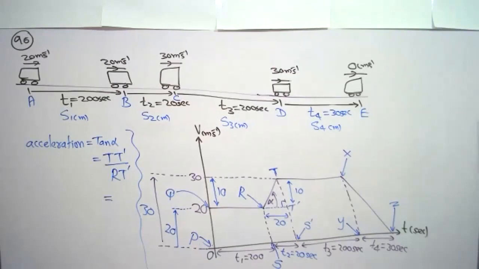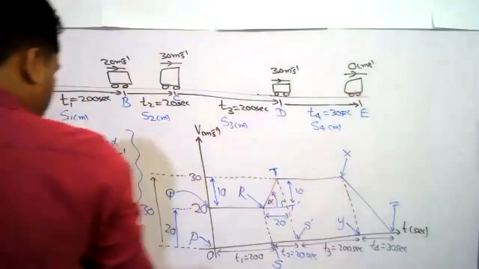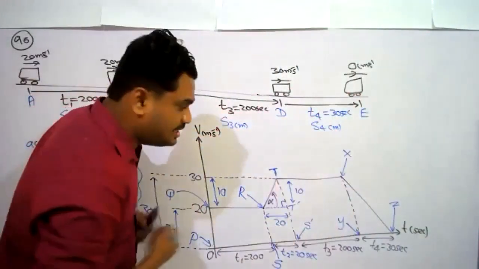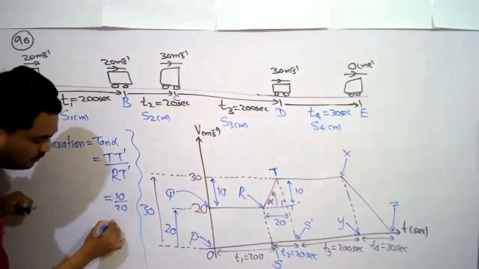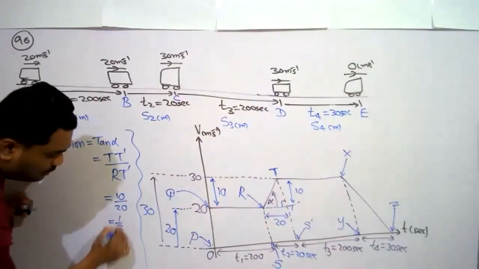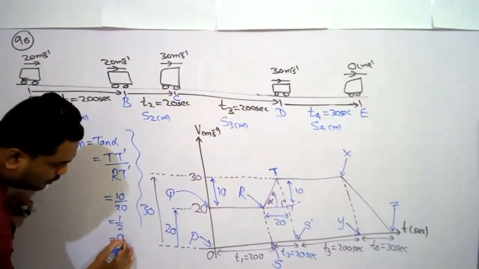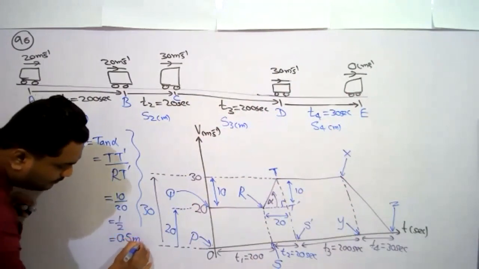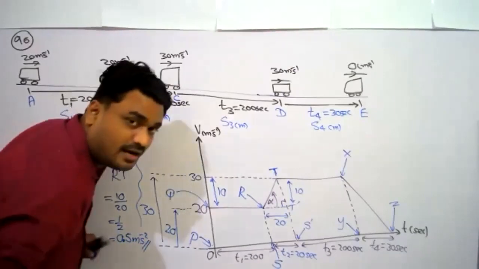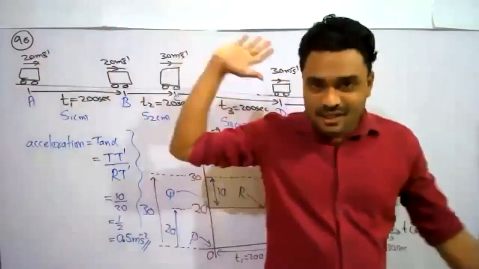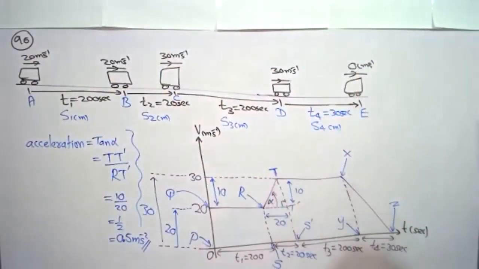Right, very good. Many of you have sent the correct answers. P dash T dash is 10. R T dash is 20. The zeros cancel out, so it is 1 over 2, which is 0.5 meters per second squared. Who got this answer? Raise your hand. Okay, nice. Great.